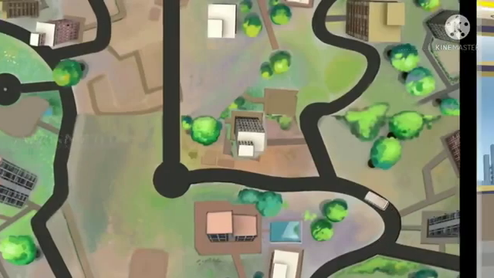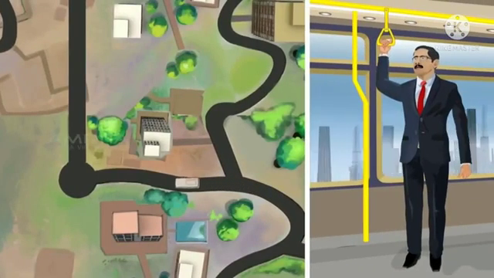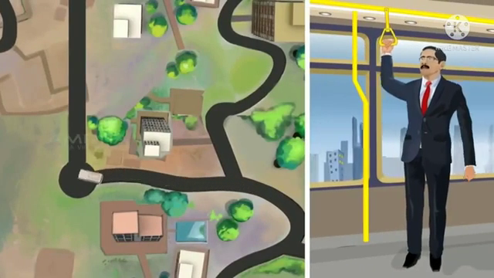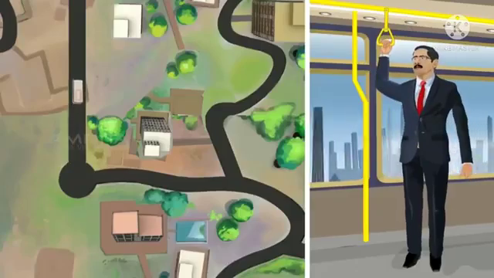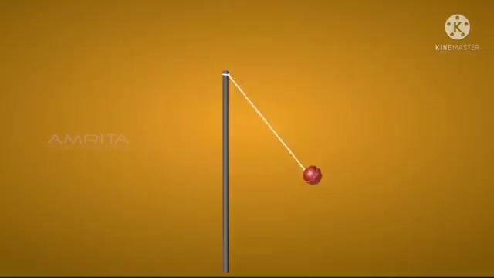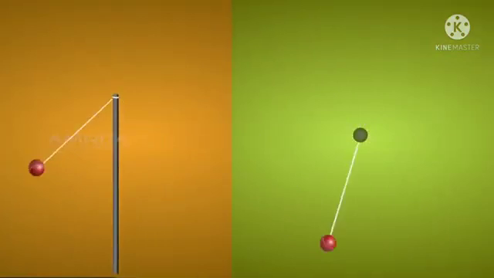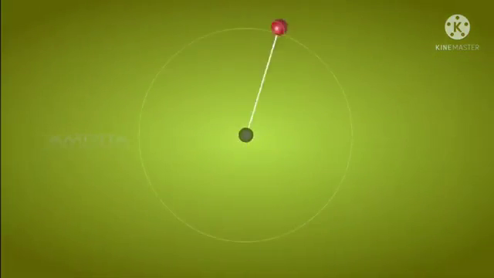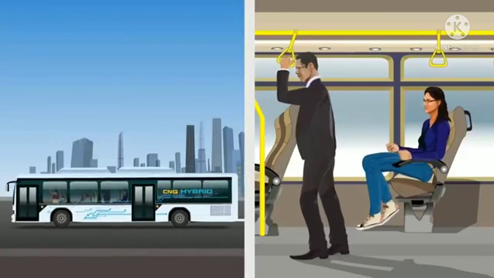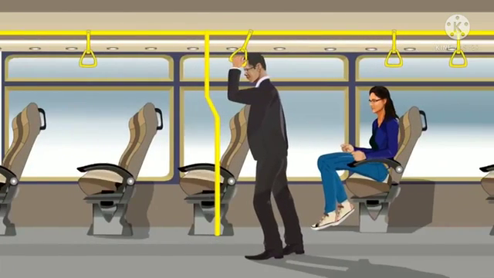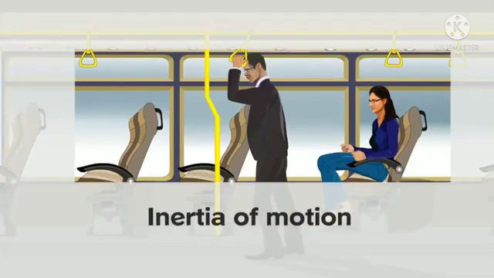What happens when a fast-moving bus negotiates a right-hand curve on the road? The passengers will tilt to the left. Inertia of direction is the tendency of a body to oppose any change in the direction of its motion. With the application of sharp brakes, the bus stops all of a sudden and the passengers tend to fall forward. This is due to inertia of motion experienced by the upper part of the body.